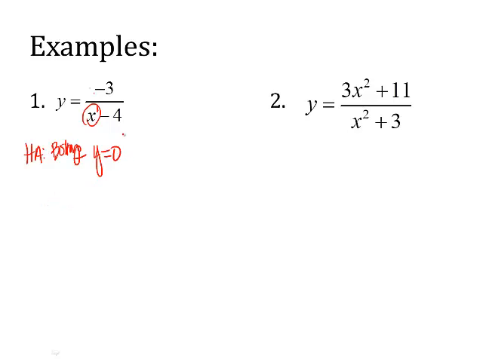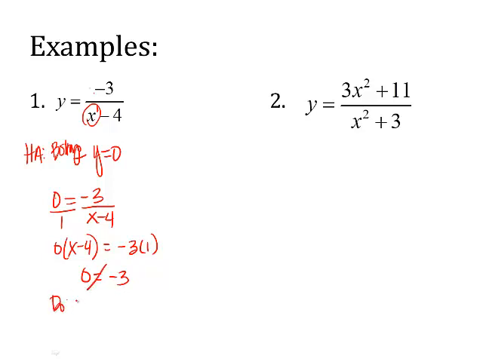So what I do now is I take that 0, set it equal to the original equation, and I'm going to try to solve this and see if it turns out to be a true mathematical statement. Well, if I cross multiply, 0 times x minus 4 equals negative 3 times 1. Well, that's 0 equals negative 3. Is that a true statement? No, that means it does not cross.